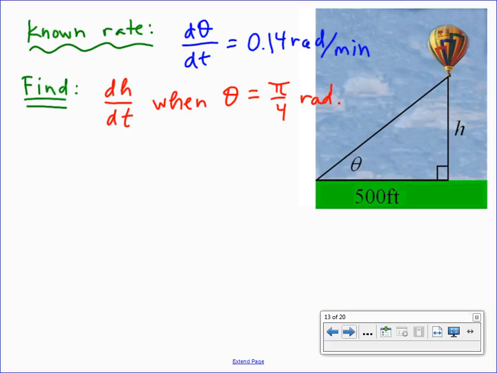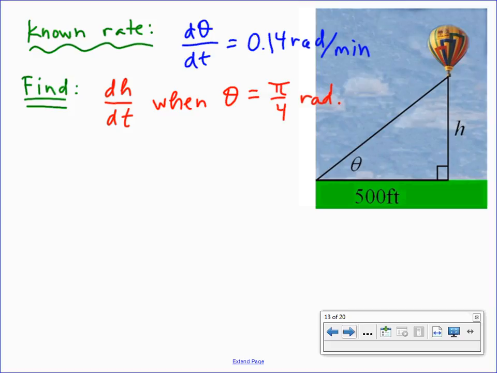All right. Next, we're going to write a formula that relates the quantities that are in my rates. So I need a formula that relates theta and h. Everybody go ahead and take a look at your triangle and talk with your partner to come up with a formula that relates theta and h. All right, so what formula are you guys going to use? So the height equals 500 tangent theta.